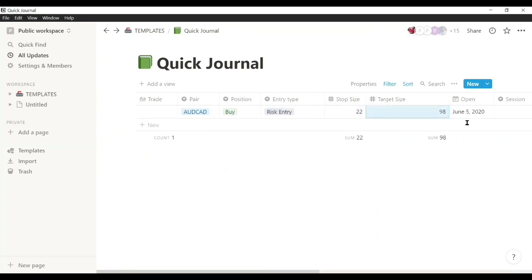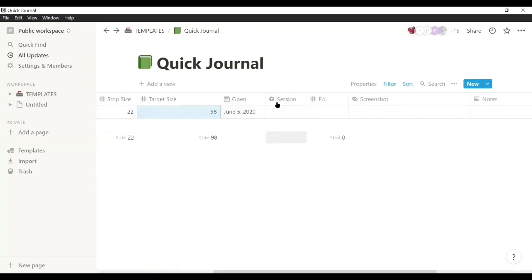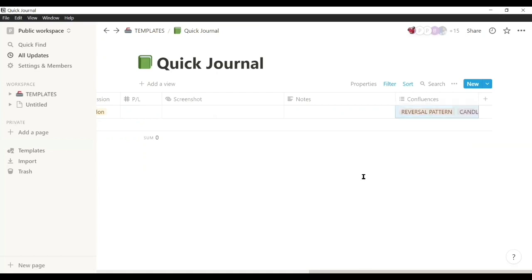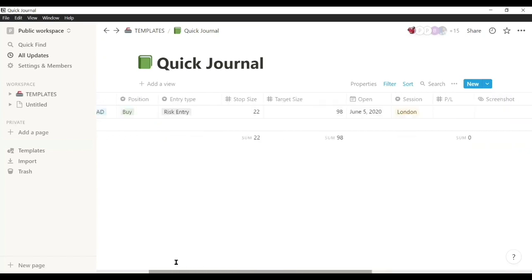And then obviously the date that you're opening the session, which session did I open this trade in? I opened this trade in the London session. So you guys will see P&L, I don't have it yet. Screenshot, I have not taken one as yet. And then obviously the notes that I have on this trade. And then I guess any additional confluences that I had. I did have a continuation pattern. Well, it was a reversal pattern because I'm trading a lot of structure, head and shoulders. And I also do have my candlestick confirmation. Yes, I do have a structure on my 15-minute, but that's not my entry time frame, so I won't take that into account. So this is just a quick view of how I would fill out this quick journal.